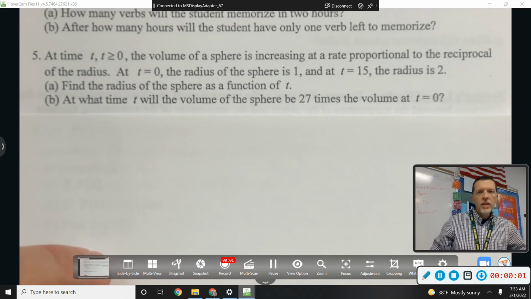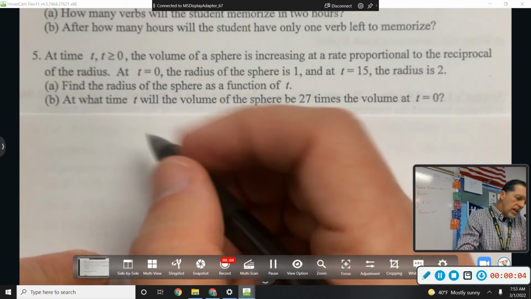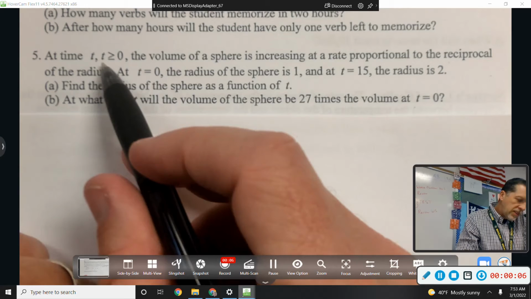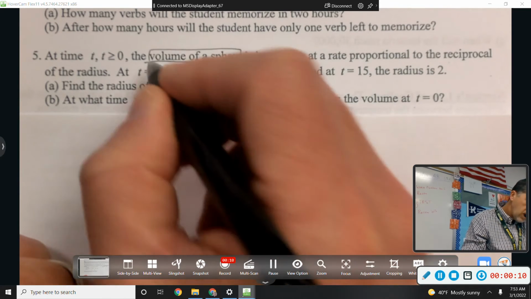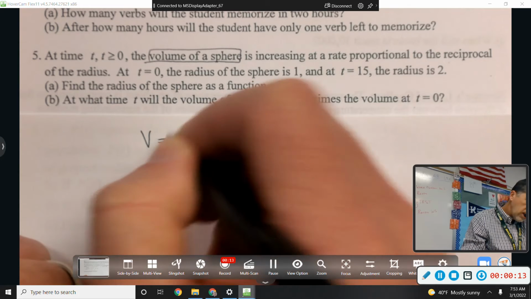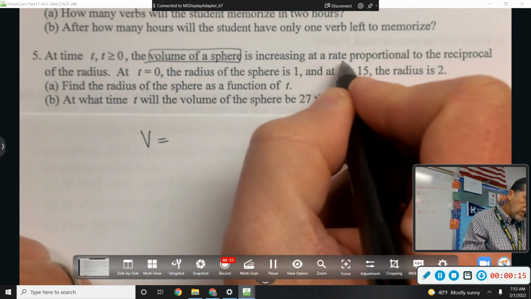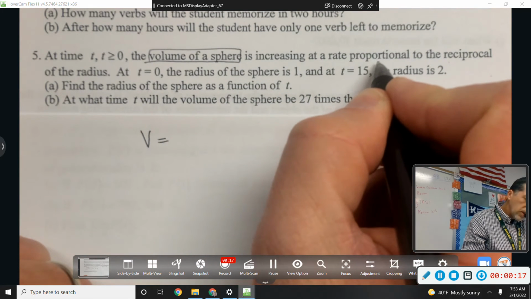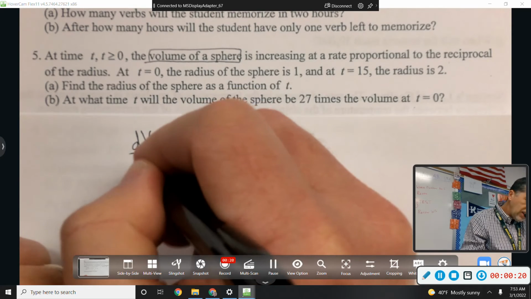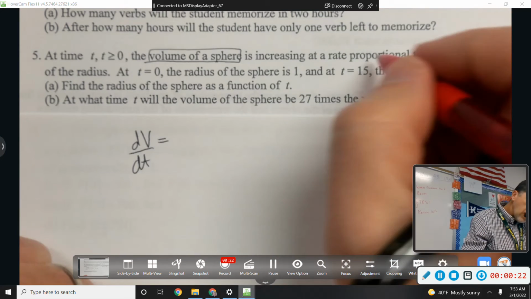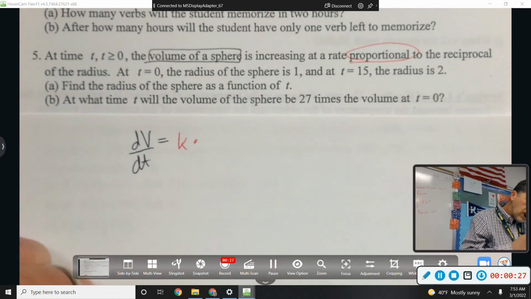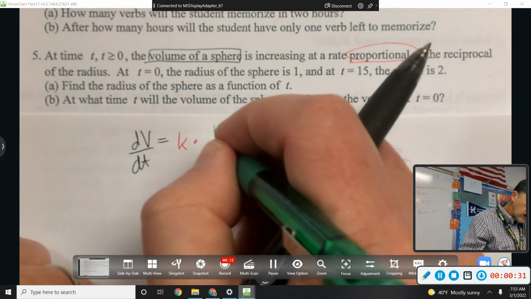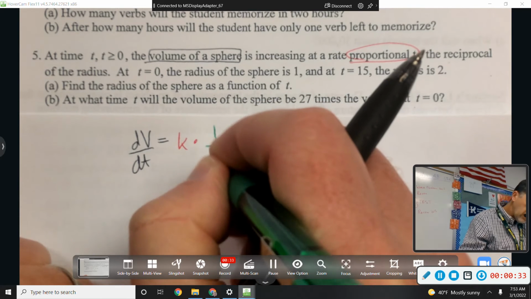Number 5 on the growth and decay worksheet. At time t, the volume of a sphere is increasing at a rate proportional to, so that means dV/dt, proportional to k times the reciprocal of the radius. So 1 over radius.